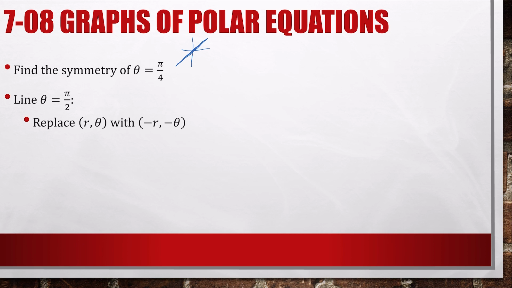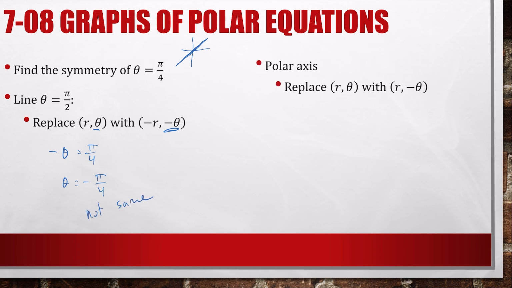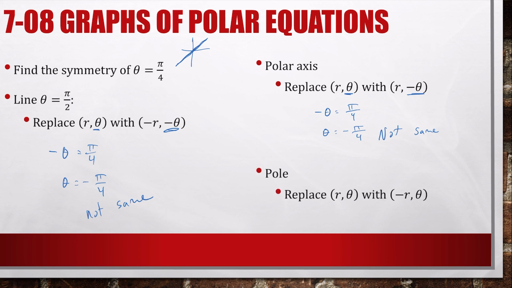So we could replace r, theta with r, negative theta. So the theta becomes negative theta. So I replace theta with negative theta, and I simplify, and that's negative pi over 4. That is not the same. So then we can try the polar axis. Replace theta with negative theta, so we'd have it's theta equals pi over 4, so negative theta equals pi over 4, which gives me negative pi over 4, which is not the same, so it's not polar axis.